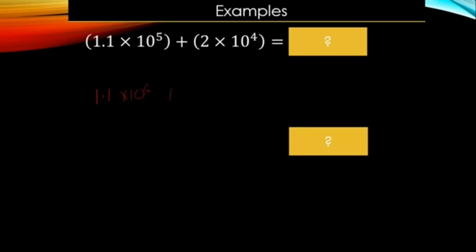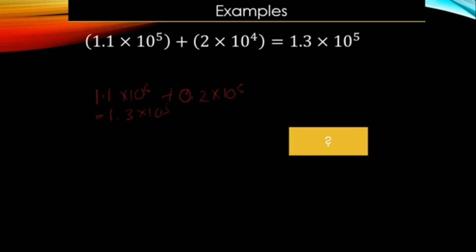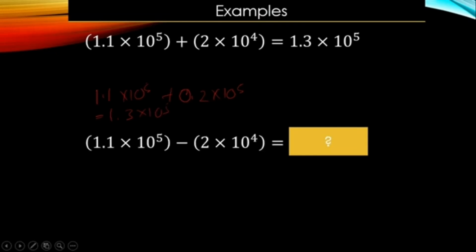1.1 times 10 to the power 5 plus 0.2 times 10 to the power 5. Why? Because this one can be written as 0.2 times 10 to the power 1 times 10 to the power 4. 1 plus 4 gives us this 5. So you can see here that we can add 1.1 plus 0.2, which will give us 1.3 times 10 to the power 5. Is it correct? Let's cross check. Yes, 1.3 times 10 to the power 5. Let's move on to the next one.